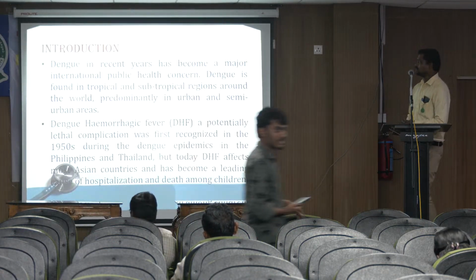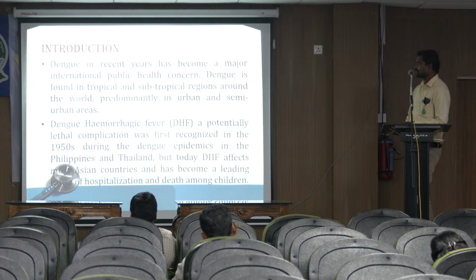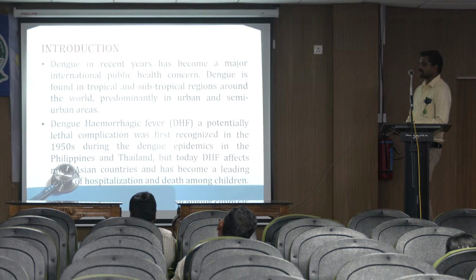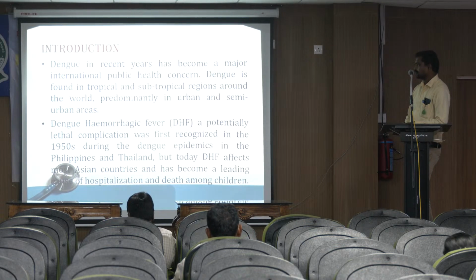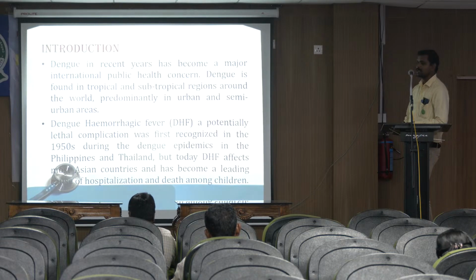Introduction. Dengue in recent years has become a major international public health concern. Dengue is found in the tropical and subtropical regions around the world, predominantly in urban and semi-urban areas. Dengue haemorrhagic fever was first recognized in the 1950s during dengue epidemics in the Philippines and Thailand. In Asian countries, dengue has become a leading cause of hospitalization and death among children. Dengue is a viral infection.